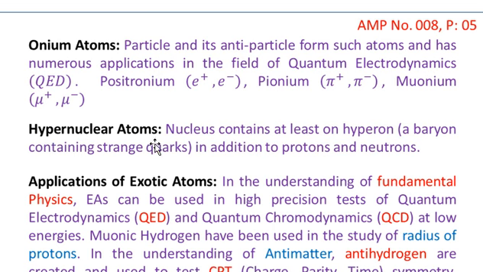Hypernuclear atoms. The nucleus contains at least one hyperon, for example, a baryon containing strange quarks, in addition to protons and neutrons. So in a nucleus, you already have some protons and neutrons, and if you replace one of such nuclear particles by at least one hyperon, then of course the resulting atom is called a hypernuclear atom.